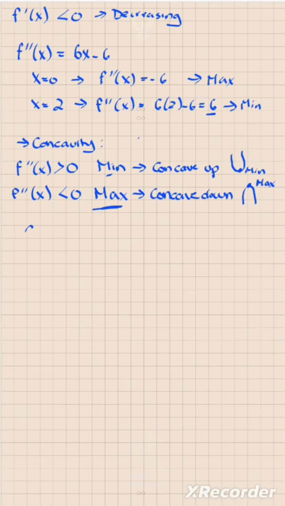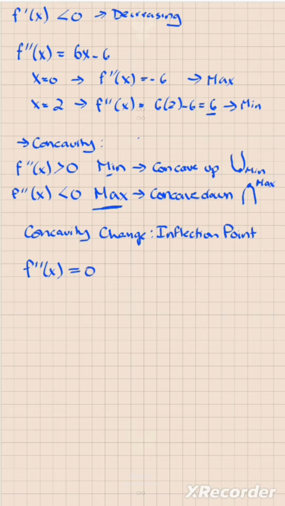When the concavity changes, we have an inflection point. Basically, when we're going from concave up to concave down, or concave down to concave up, we're changing the concavity, and that is when we have an inflection point. The inflection point is when we take our second derivative and set it equal to 0. So 0 equals 6x minus 6, which gives 6 over 6, so x is equal to 1. So when x is equal to 1, there is a change in concavity.